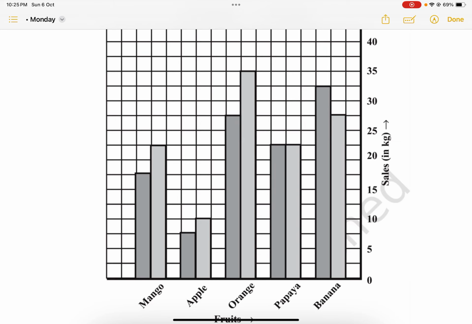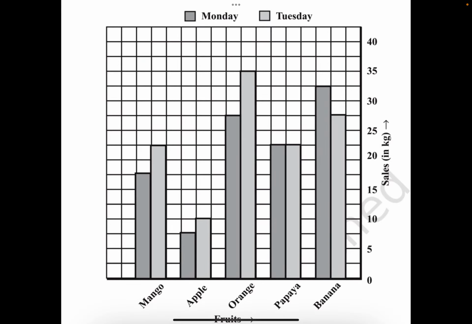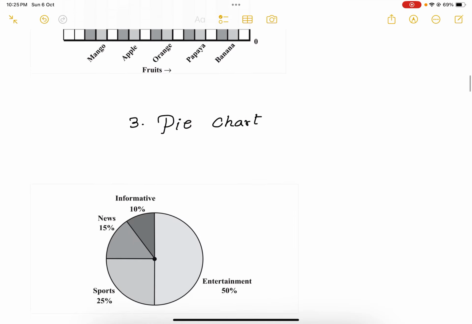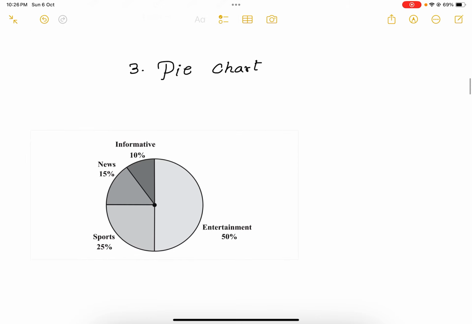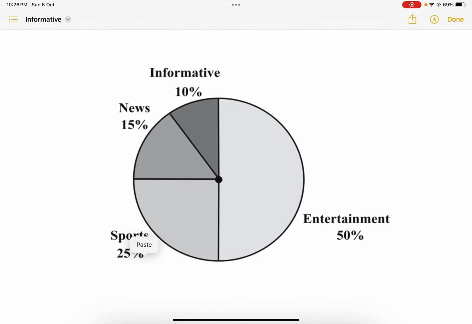Like that, you can represent the given numerical data using the histogram also. Now let us go to the pie chart, another representation. In this, generally we give the percentage of the information. The total is 100%. Informative is 10%, news is 15%, sports is 25%, and totally half of the portion, for entertainment in our life, is given as 50%.